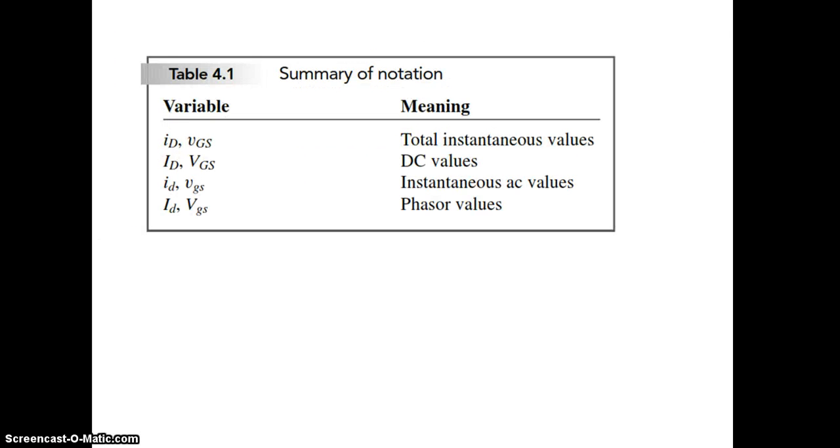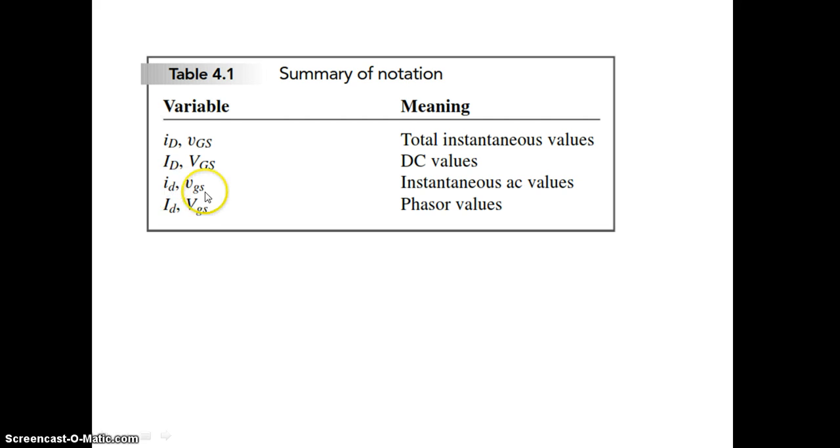Okay, now this is the summary of the notation. AC values, as I previously said, will be represented by small letters: small i d, small v gs. DC means full capital: capital ID, capital VGS. Instantaneous, the addition of DC and AC, is indicated with a small letter i and a capital letter D, a small letter v and a capital letter GS. This is the total VGS. So please follow the notations. It is very important.